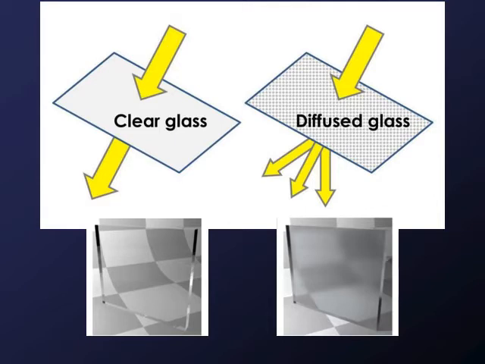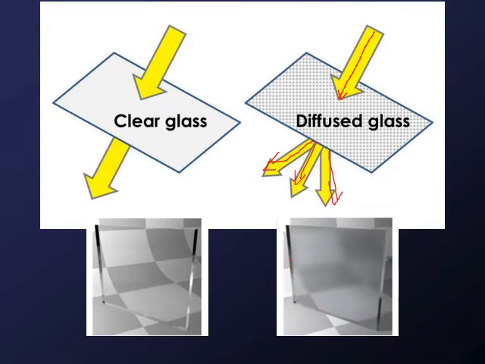If you have a frosted glass, or what we call diffuse glass, when you look through it, everything looks a little smoky and unclear. Because as the light passes into the glass, it interacts with this surface and it bends the light in different directions, so it's not entirely clear what's on the other side.